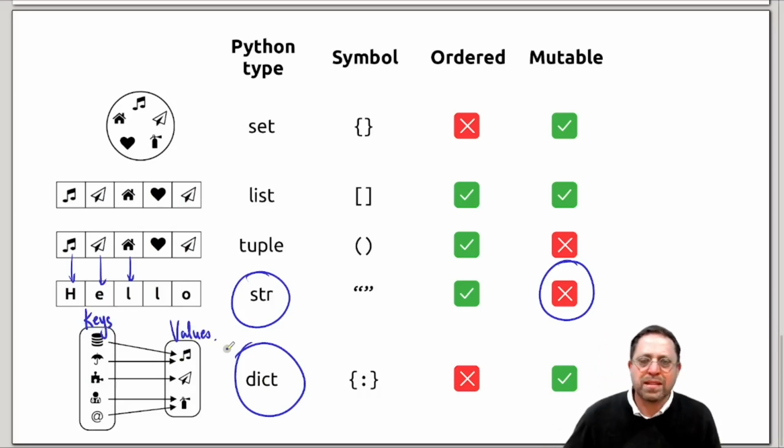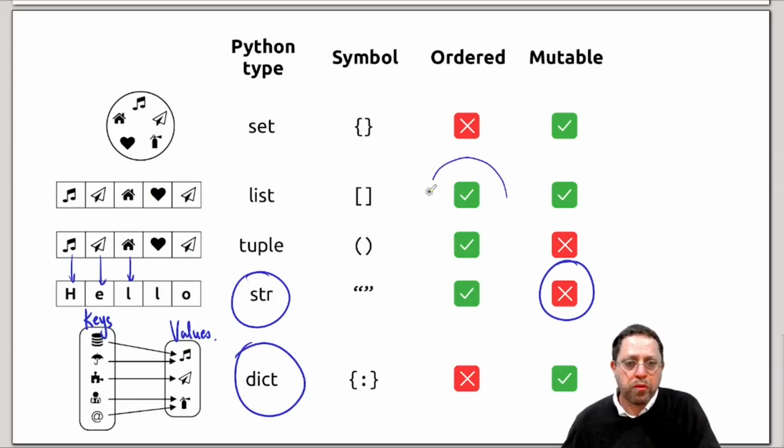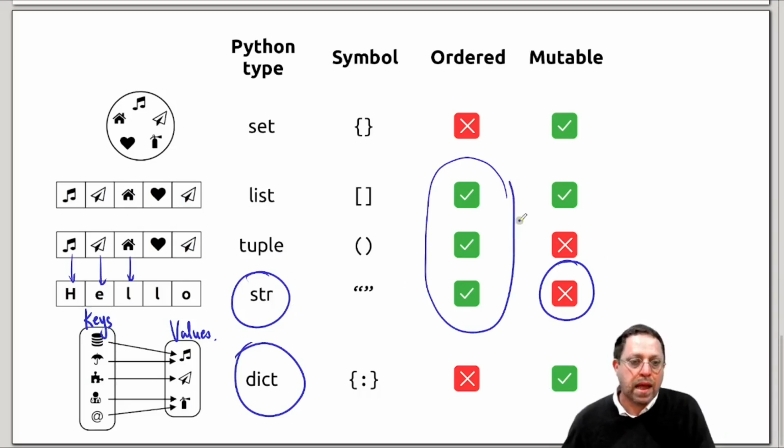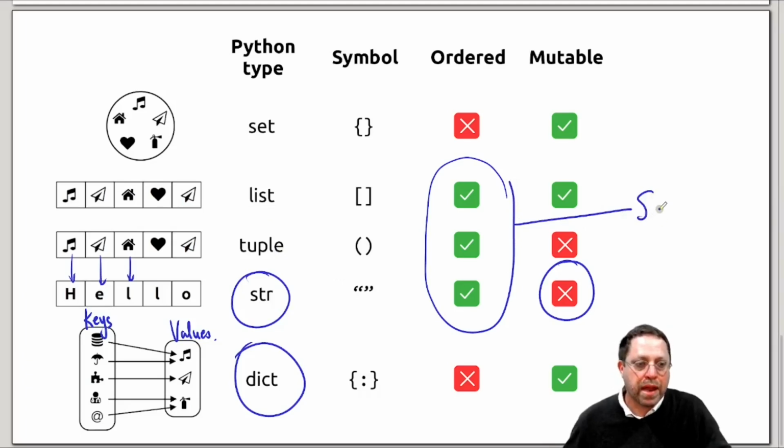We'll have a lot more to say about dictionaries in a future video. For now, I want you to notice that there are 3 ordered data types: the lists, the tuples, and the strings. And these collectively go under the name of the sequences. This will be the topic of our next video. I'll see you then.